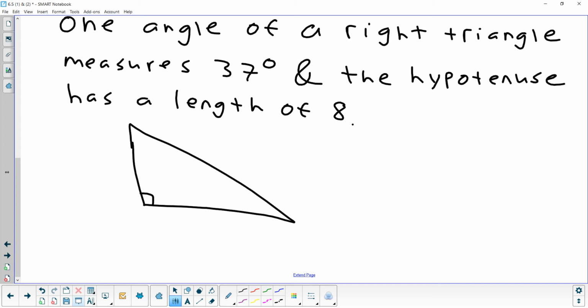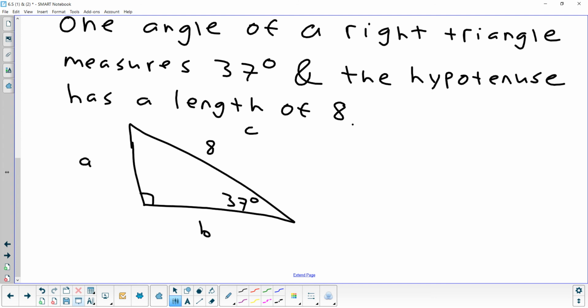But we do have to label what we know. Let's put the 37-degree angle right there, and the 8 right there. Now, mentally, it's easier if you give names to everything else. That way you can keep track, instead of just saying, oh, the left side, let's name the left side with a variable. You can name all the sides if you want.